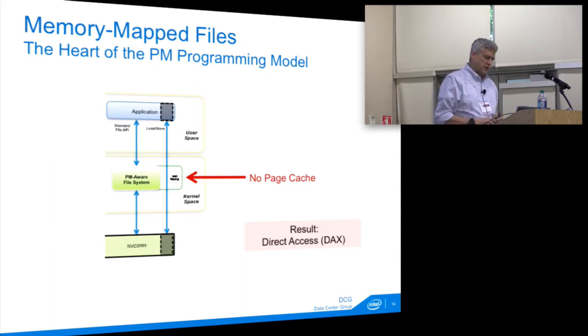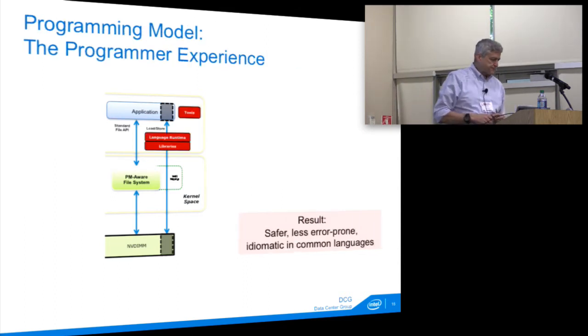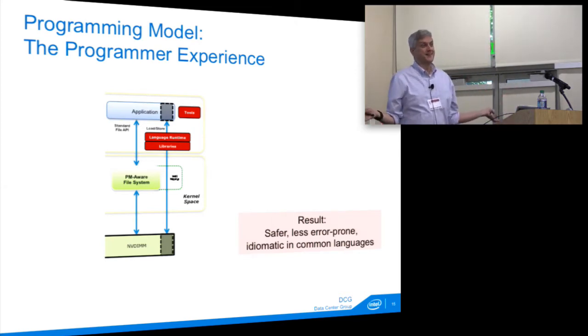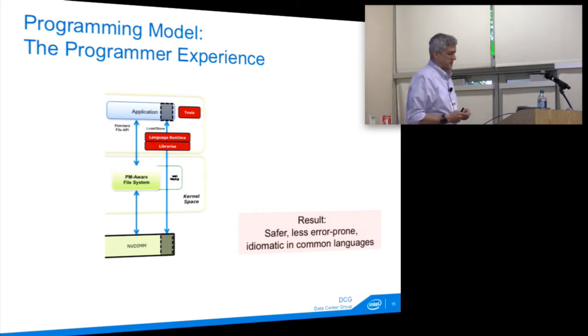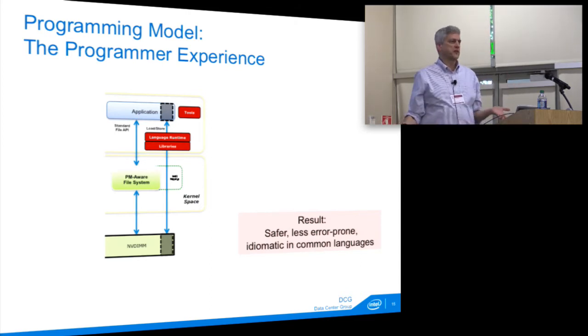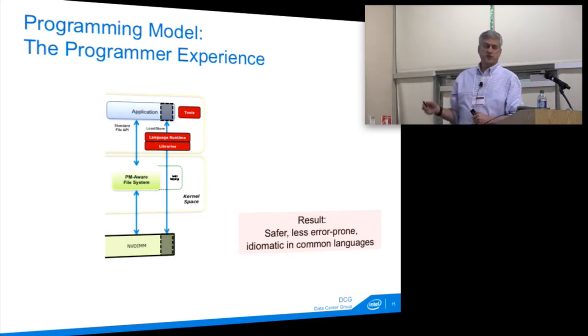So the last meaning of programming model is the programmer experience. And by this I mean, it's great if I can just call mmap and get access to my persistent memory, aren't I done? Well, I just told you there's going to be 6 terabytes of this stuff in a 2-socket system. So I call mmap, and suddenly I have a pointer to 6 terabytes of persistence. Then what do I do? Well, it's up to you.